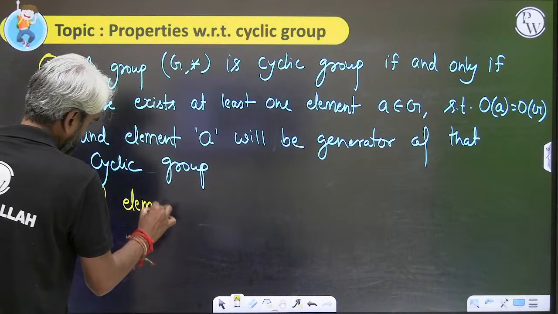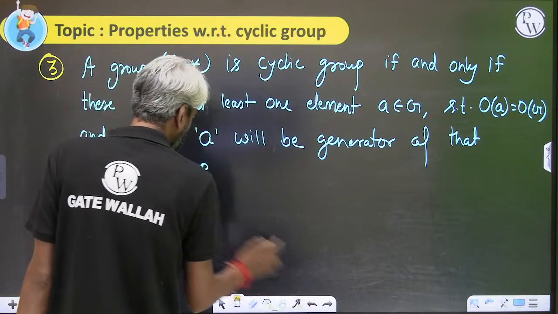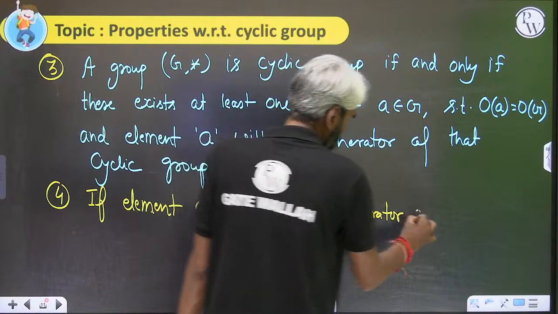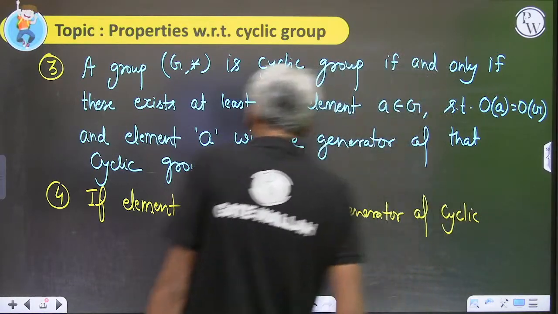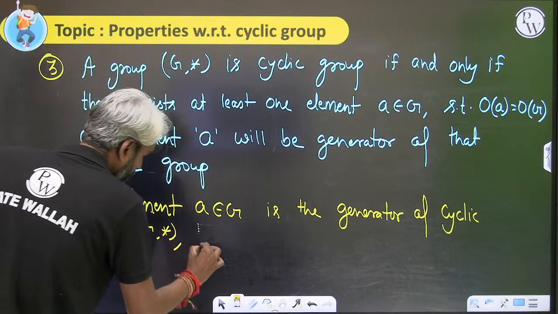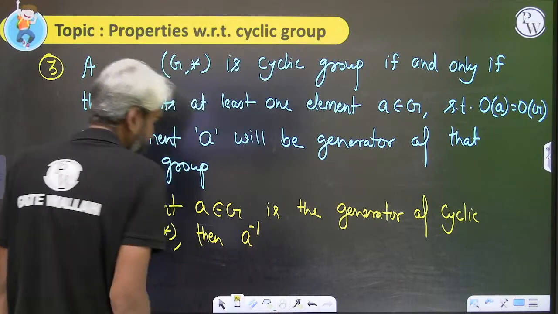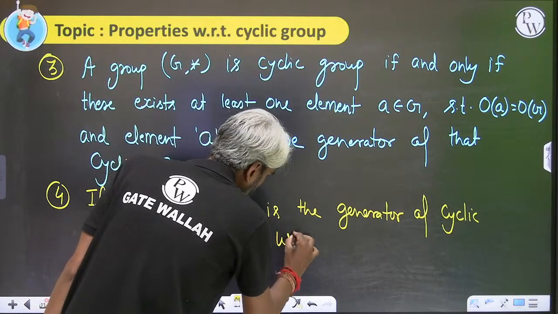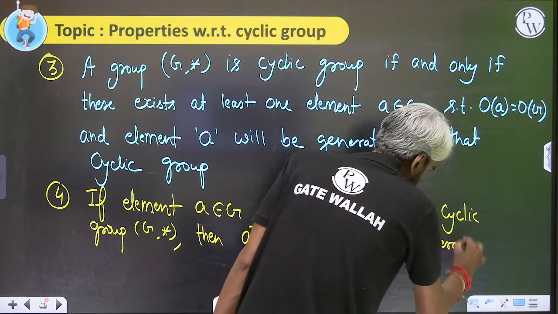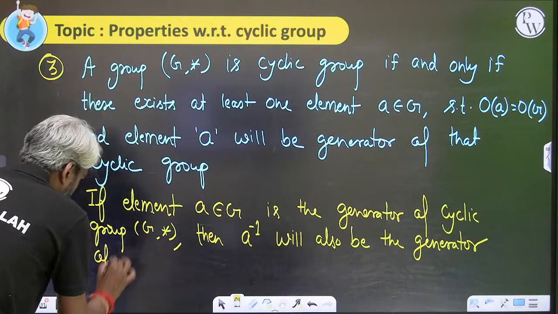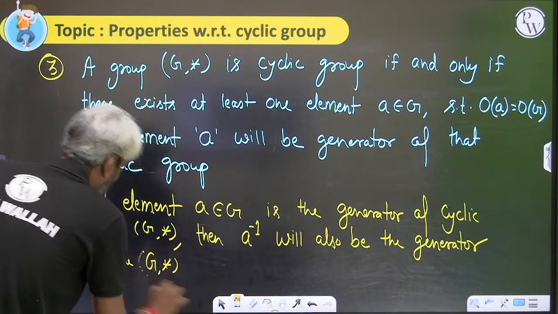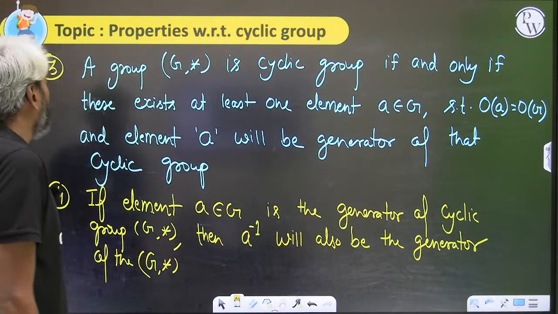If element A belonging to G is the generator of cyclic group G asterisk, then A inverse will also be the generator of these cyclic groups, will also be the generator of G asterisk. Okay. Now, what else?